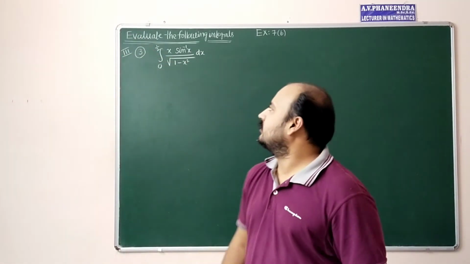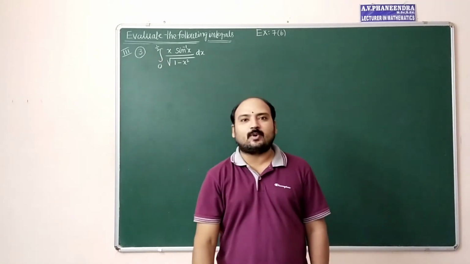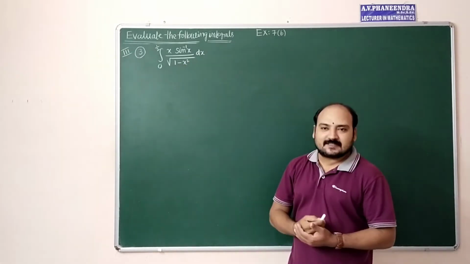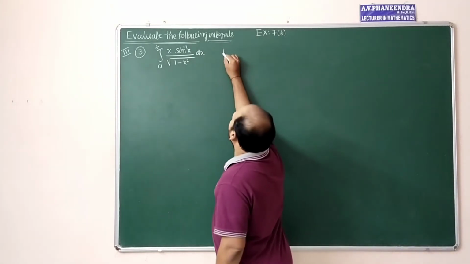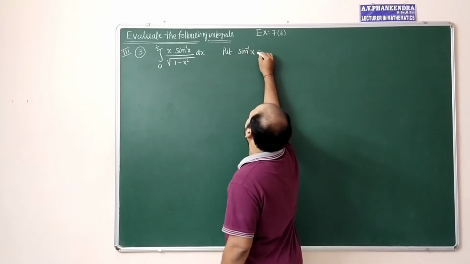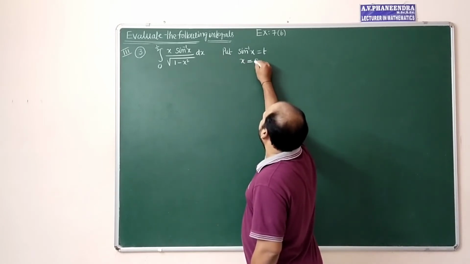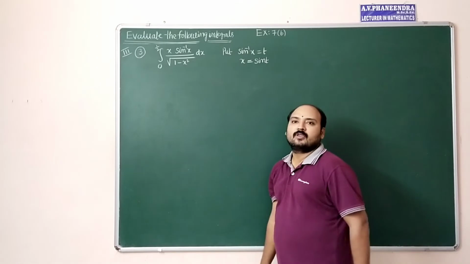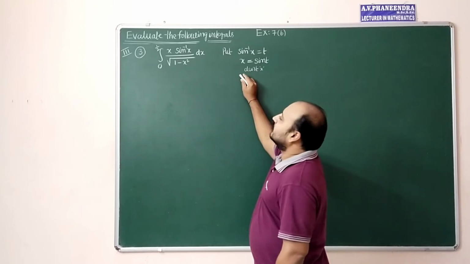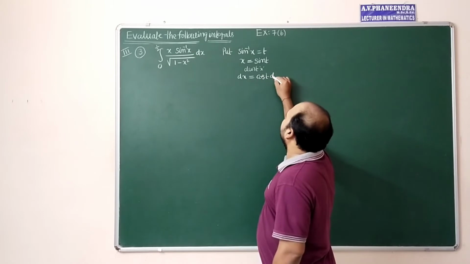The next question. Integral 0 to 1 by 2 x sin inverse x by square root of 1 minus x square. So here put sin inverse x is equal to t. After that x is equal to sin t. Differentiate with respect to x. So directly I am writing dx is equal to cos t dt, since the derivative of sin t is cos t.